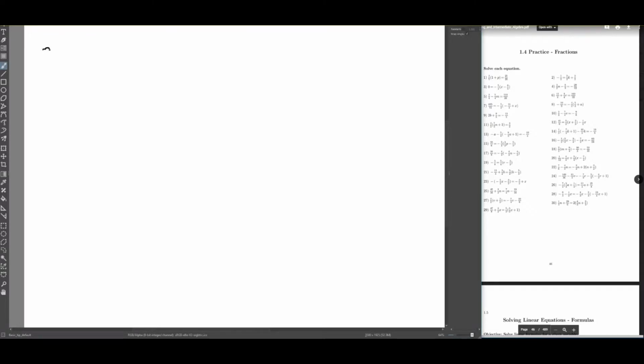Let's move on to number 2. Minus 1 over 2 equals 3 over 2k plus 3 over 2. If we take a look at this, everything is over 2, which is awesome. That's going to make things a lot easier. Let's get rid of these fractions. We multiply everything by 2.